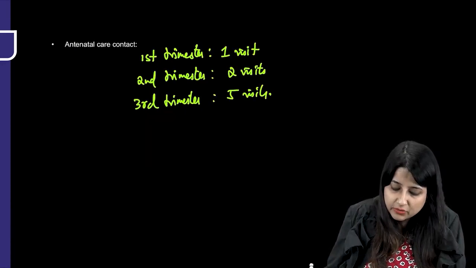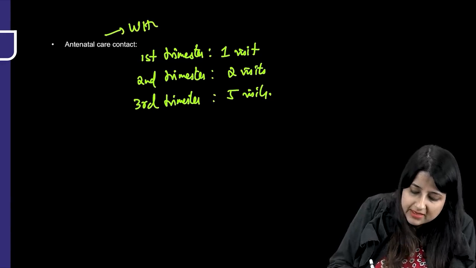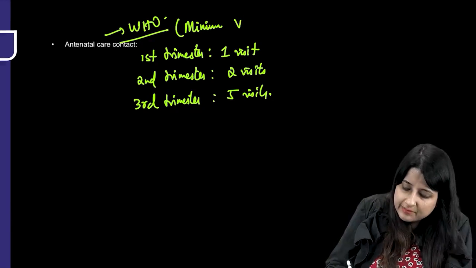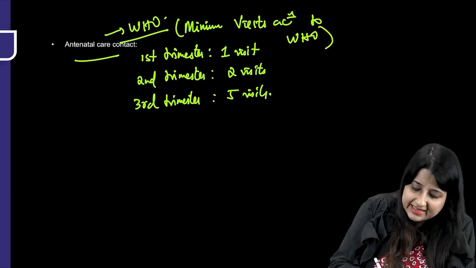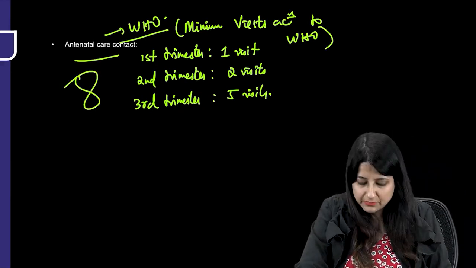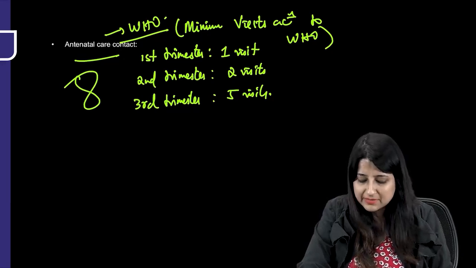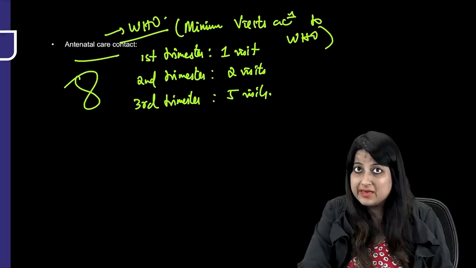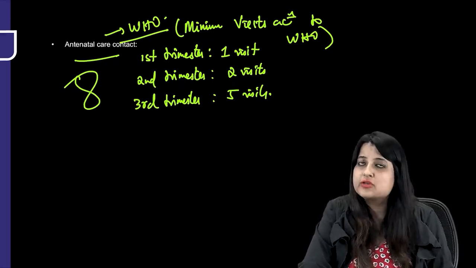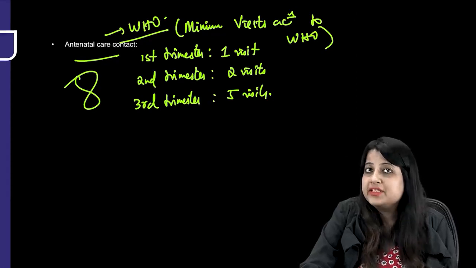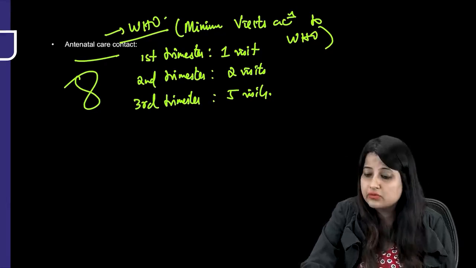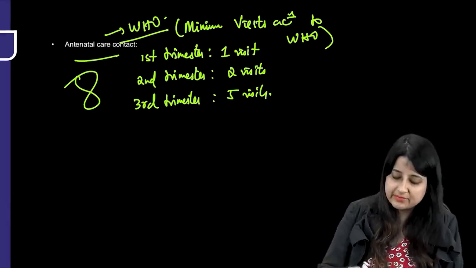But if somebody asks you according to WHO, remember, it is now antenatal care contact, or if anybody asks you minimum visits according to WHO, as of now, it is 8, guys, okay? So, first trimester, 1 visit, second trimester, 2 visits, and the third trimester, 5 visits. Okay, so pay attention to the question very clearly. If it mentions minimum visits according to WHO, 8, minimum visits according to Government of India, 4, if it mentions antenatal care contacts, we are referring to the ANC visits only. So antenatal care contacts again become 8.